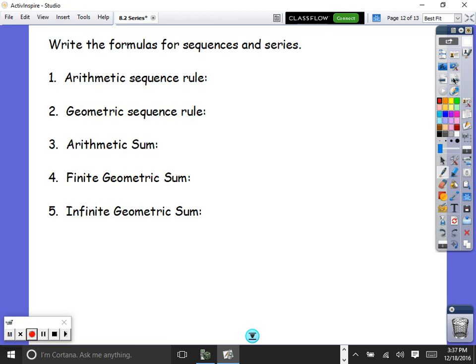So let's just review all these rules we're supposed to know. How do you find each term of an arithmetic sequence? The term is equivalent to dn plus c. The difference times whichever place you're at in the sequence plus a constant. The geometric rule is a sub n equals the first term times my ratio raised to the n minus 1 power.